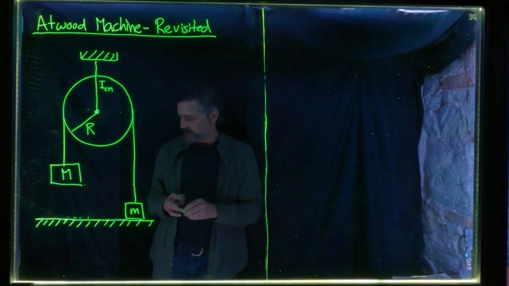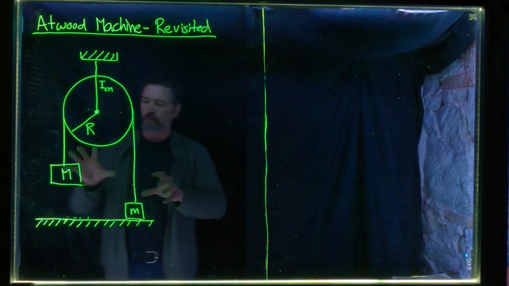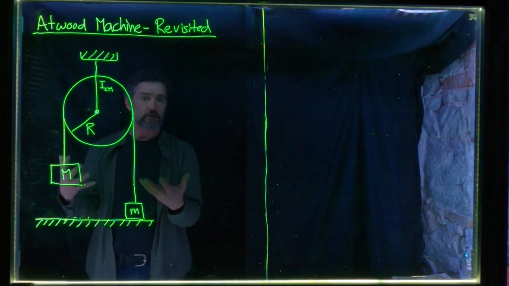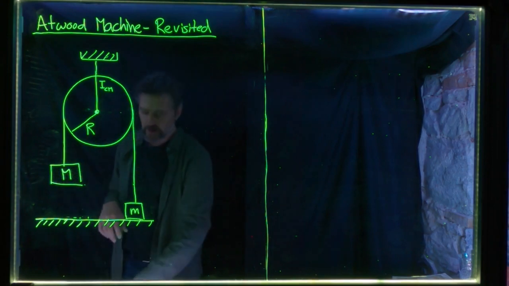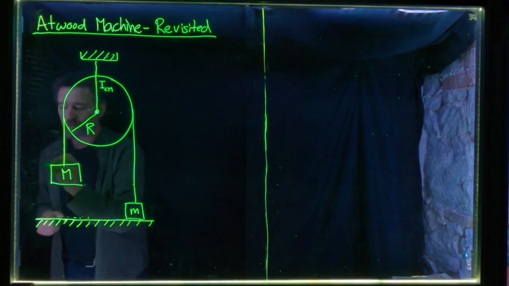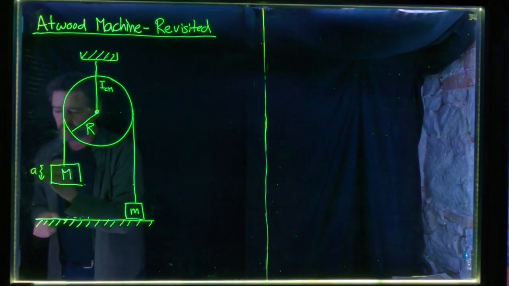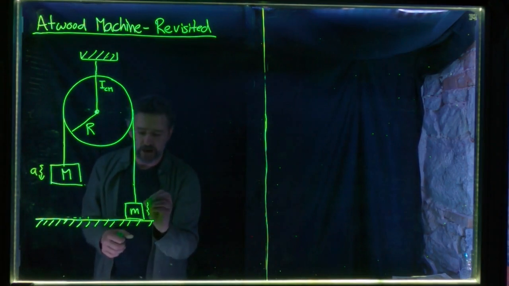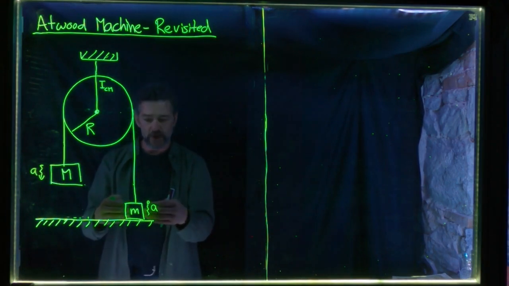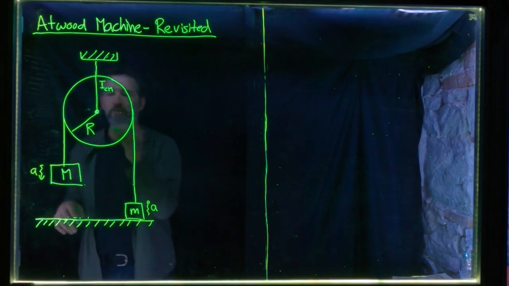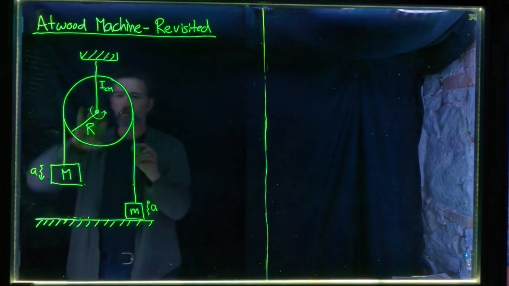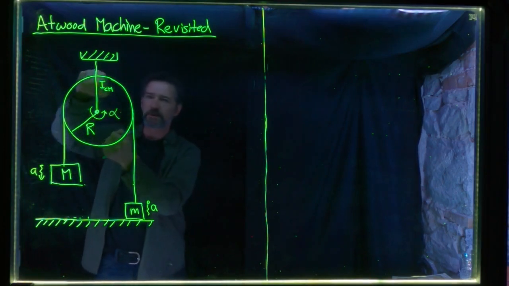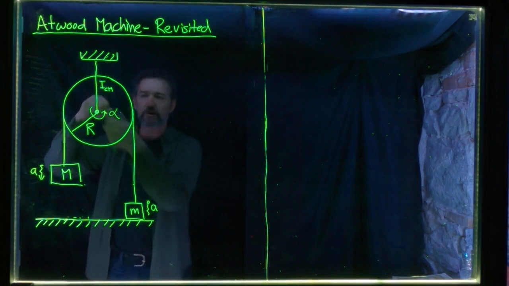So the basic idea here, the kind of question we're looking at is, when we release this system from rest, then the system will accelerate. Everything in the system will accelerate, and that acceleration will be constant. So big M will experience a constant acceleration downwards, moving faster and faster downwards. Little m will experience exactly the same magnitude of acceleration, constant acceleration upwards, faster and faster. And at the same time, this wheel, this pulley, is going to be undergoing constant angular acceleration alpha, so picking up rotational speed, angular velocity, at a constant rate.